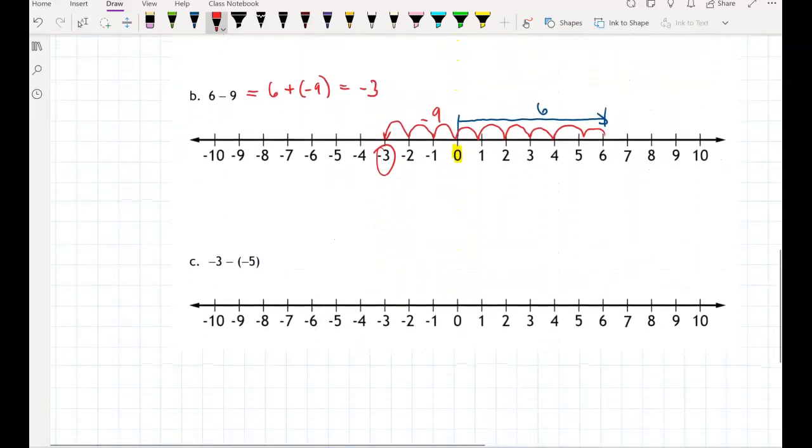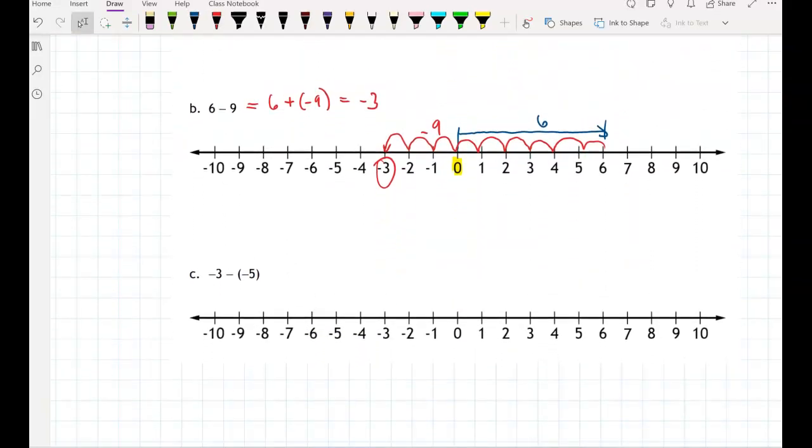I'm going to try one more that has a couple of negatives in it, all right? This is going to be a good one. Remember, subtraction is adding the opposite. So, negative 3 minus negative 5 is negative 3 plus the opposite of negative 5, which is 5. So negative 3 minus negative 5 is negative 3 plus 5.